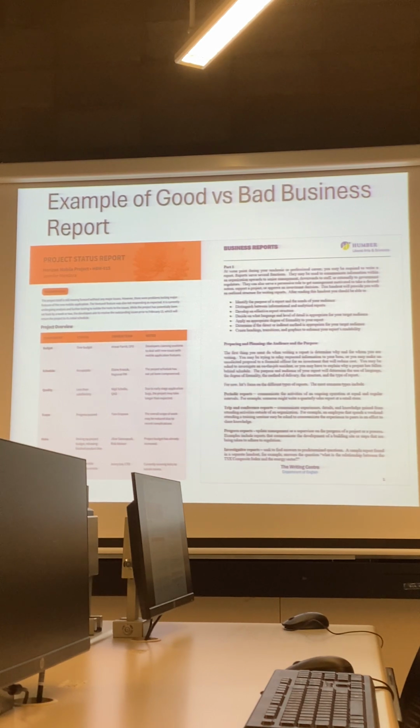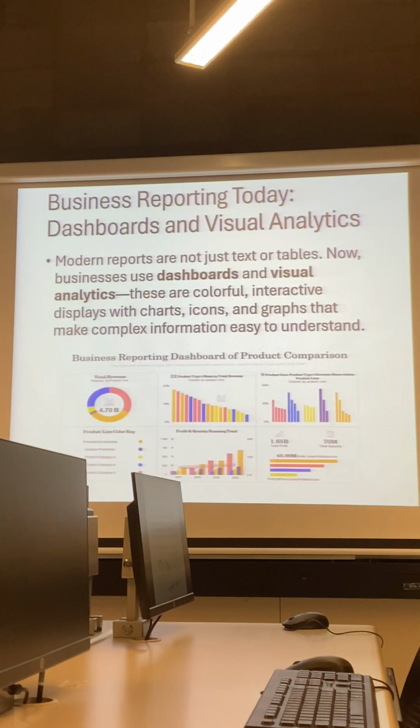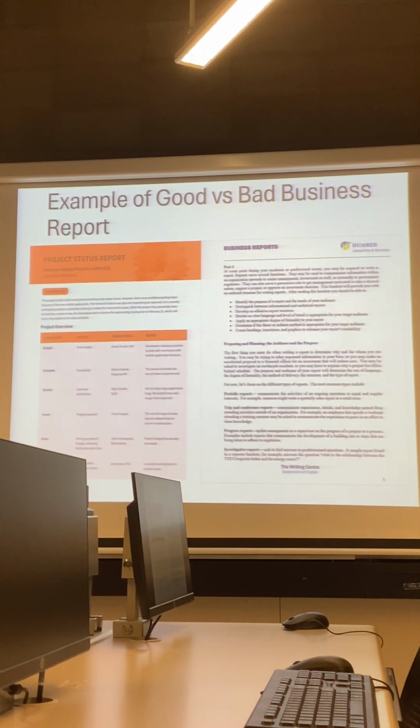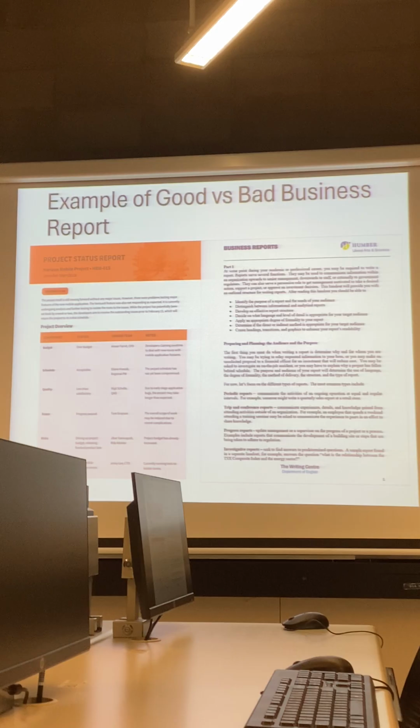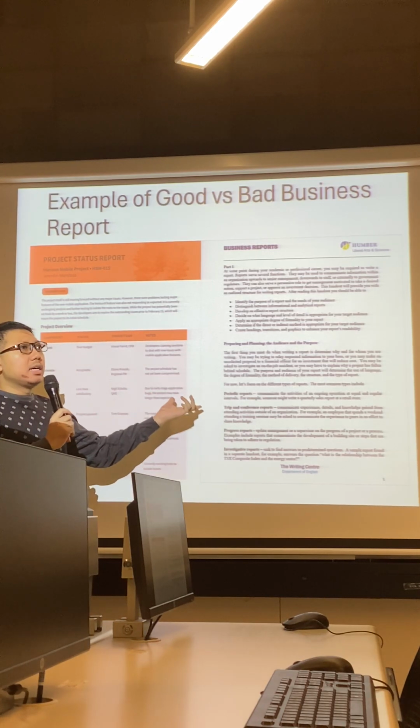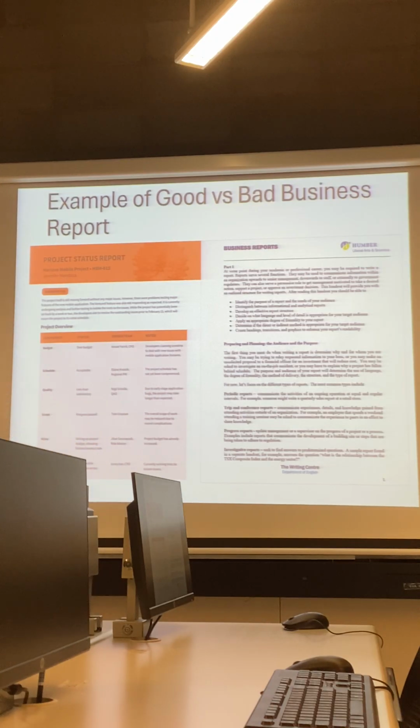So this is the example of a good or bad business report. You can see here on the left, it's a project status report, and on the right is a business report. They're all good. They maybe show the same conclusion. But because the left one makes a table and shows only the most important things, I think it's also easier to understand.